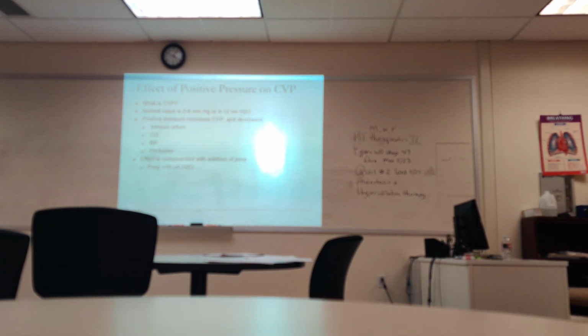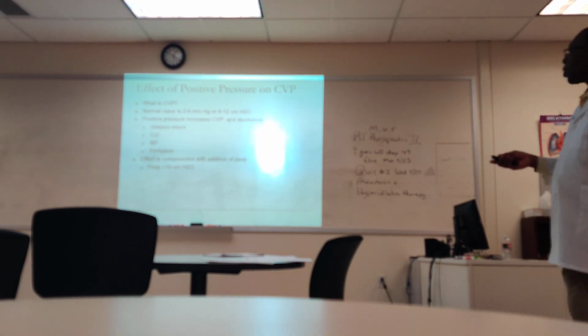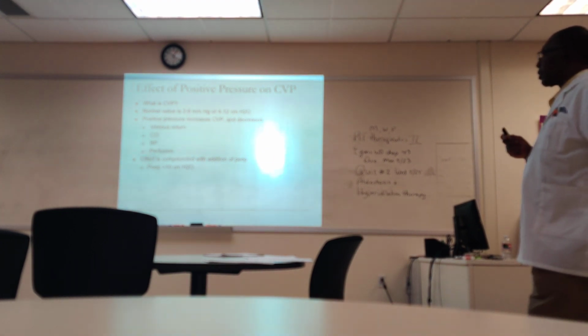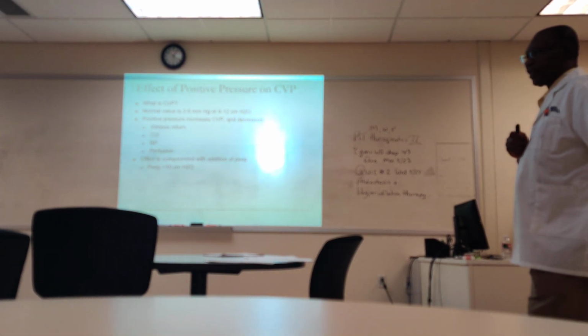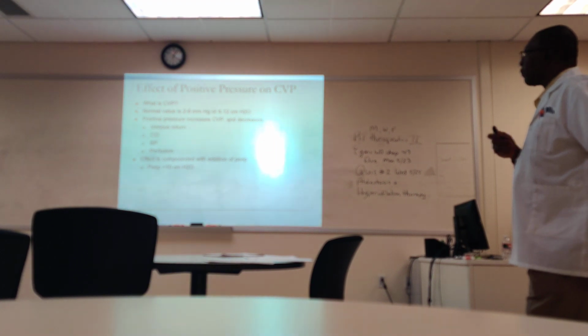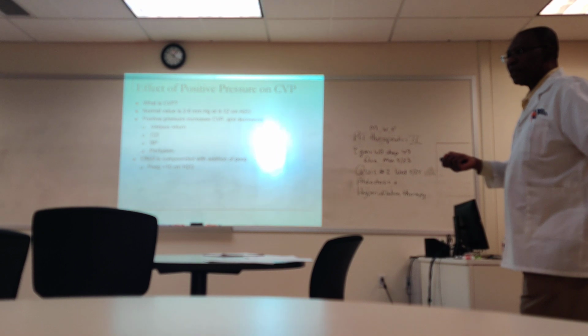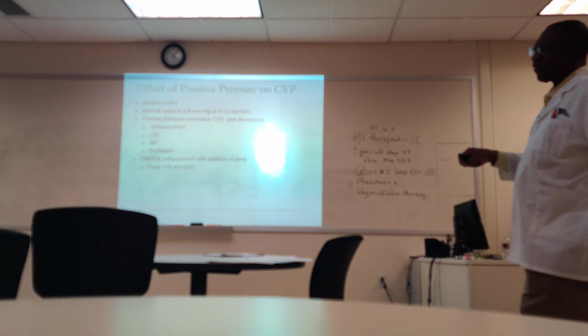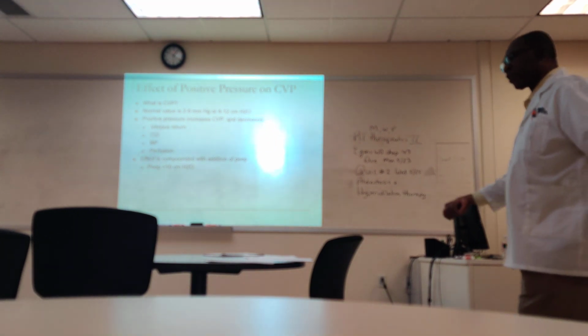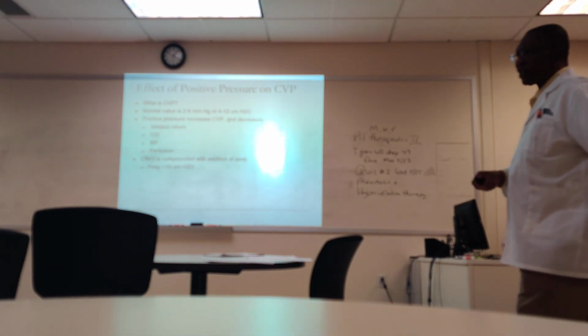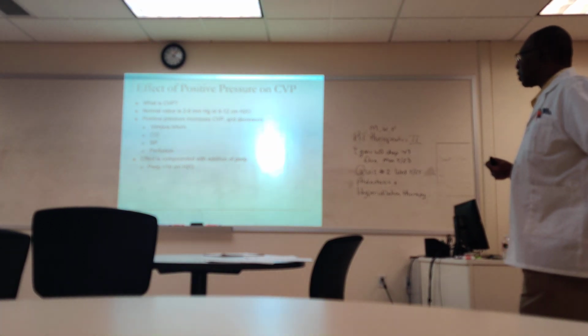So when the venous return decreases, your cardiac output will decrease. And if your cardiac output decreases, your blood pressure will decrease, and perfusion to organs and tissues will decrease as well. So again, let me repeat that one more time. Positive pressure increases CVP, decreases venous return to the right side of the heart, therefore decreases cardiac output, therefore decreases blood pressure, and then decreases perfusion to organs and tissues.